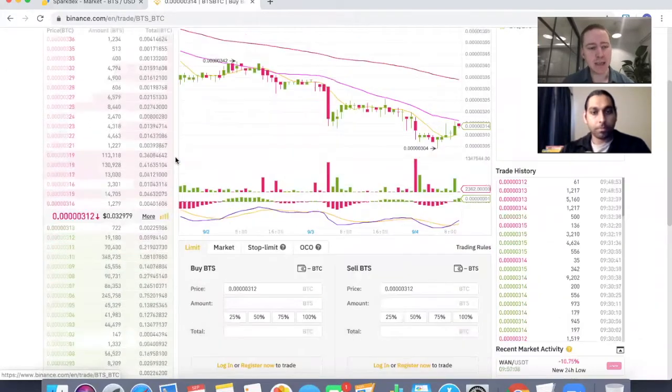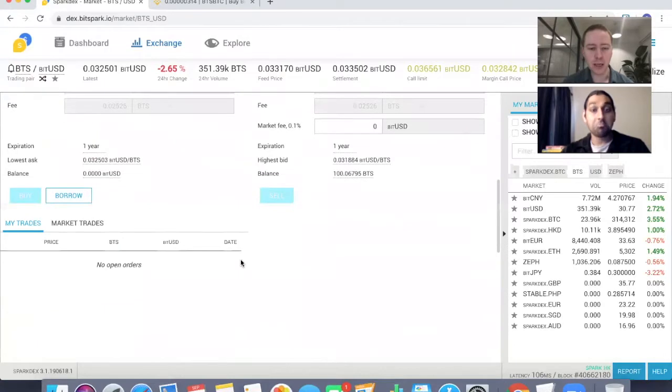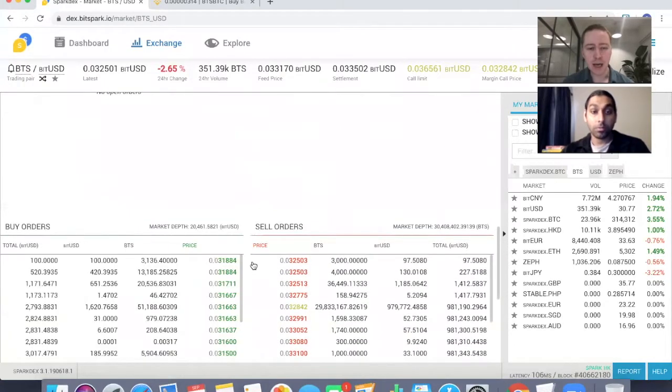You can see that Binance actually has a dollar value for BitShares here as well. The equivalent price on Binance is about 3.29 cents, which is a little bit different to what we've got here on the DEX. Even if we bought this one at 3.25 and sold on Binance at 3.29, you can make money there, right? So that's one thing to keep in mind.